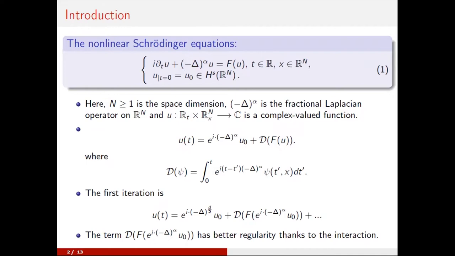So the equivalent integral equation, this equation can be put this way. So the solution is equal to the linear one, plus what I call the Duhamel part. The Duhamel part is defined by this formula. Now if we make an iteration, the first one is the following. The solution is equal to the linear one plus the Duhamel part applied to the linear one, plus the remainder. So I call this the first iteration.